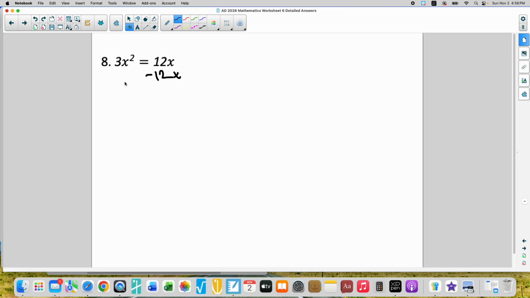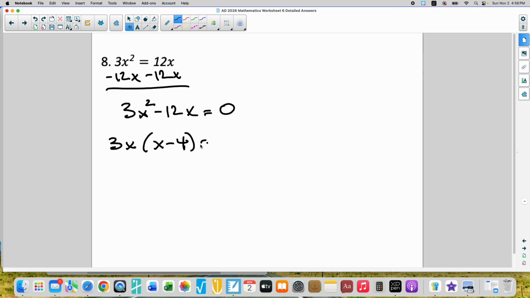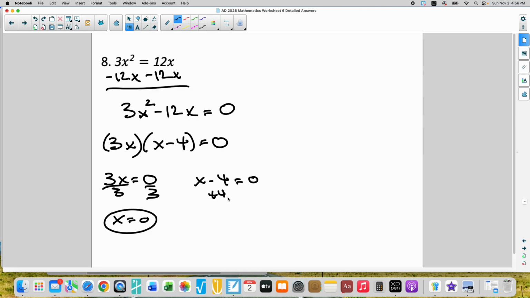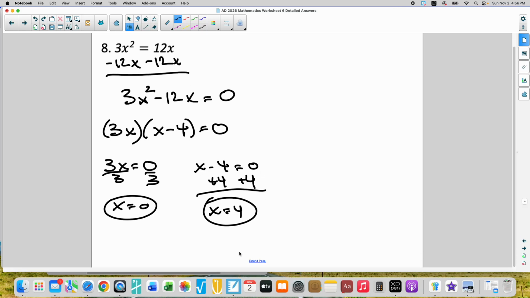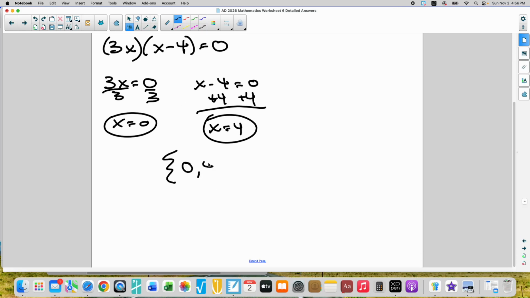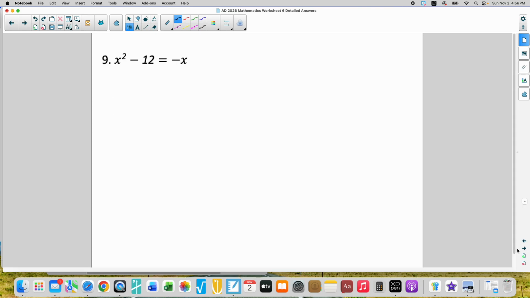Let's minus the 2x. We will again move it and set it equal to 0, but this time we're going to factor. We only have two terms, so we can factor out a 3x, leaving us with x minus 4. And this is still the product of two things to make 0. So we get this. We'll divide by 3, and x equals 0. And we'll add 4, and x equals 4. So my solutions are 0 and 4. Those are the two values that solve that equation.